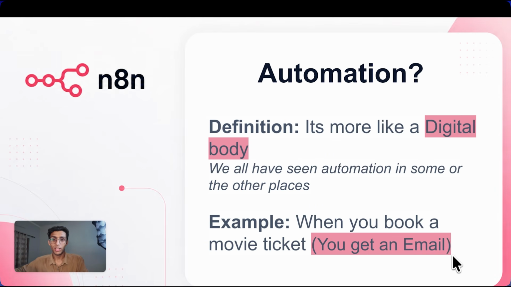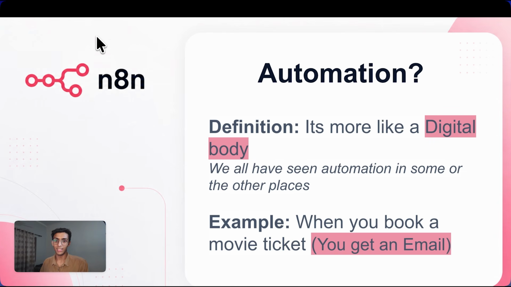And what is automation? So before learning AI and automation, we need to understand what is AI and what is automation. Okay, automation is, think it more like a digital body. We all have seen automation some or the other place in our daily places. Example, when we try to book a movie ticket or any ticket, we get a email, right? So let's say if we are trying to do a payment or something, so we receive a text notification or an email notification. So that is all automation.